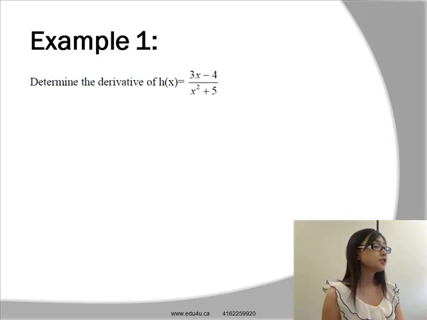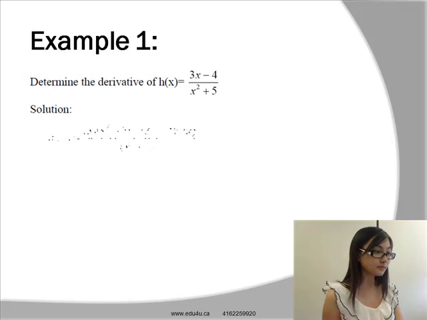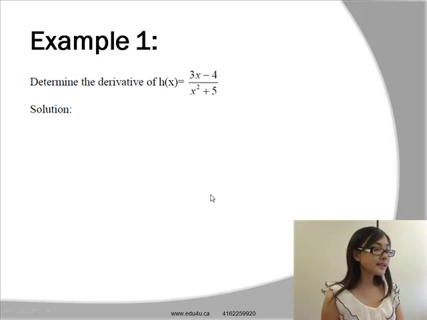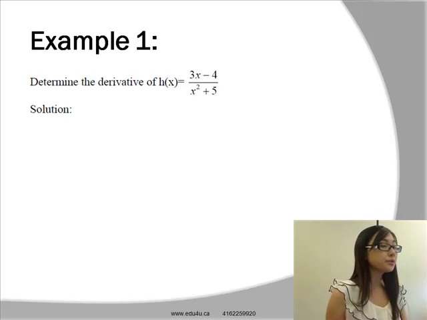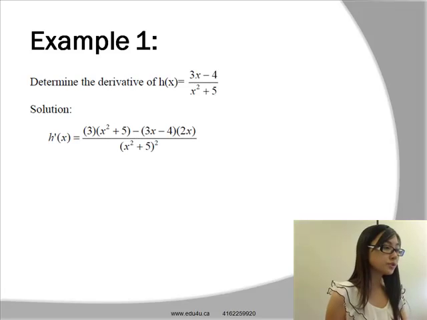Now let's take a look at example 1 from your learning resources. Determine the derivative of h(x) equals 3x minus 4 over x squared plus 5. So we know in this case that f(x) equals 3x minus 4 and g(x) equals x squared plus 5. So the derivative of f(x) will be equal to 3 and the derivative of g(x) will be equal to 2x.